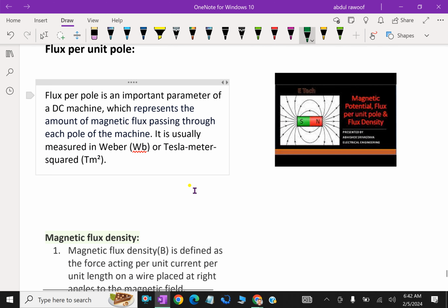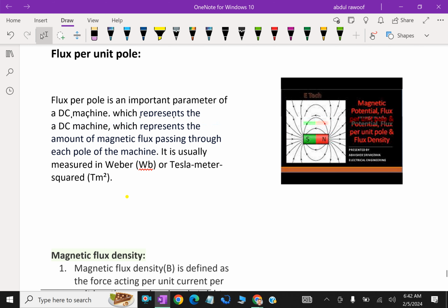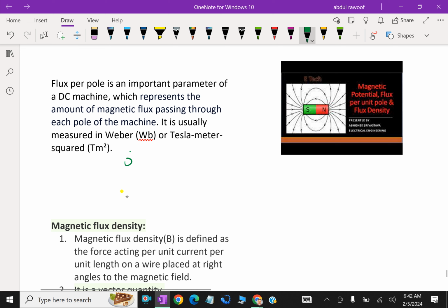Next, flux per unit pole. Flux per pole is an important parameter of a DC machine which represents the amount of magnetic flux passing through each pole of the machine. It is usually measured in Webers or Tesla meter square. The unit is Weber or Tesla meter square. Here we can write the formula for this: Phi equals m Webers.